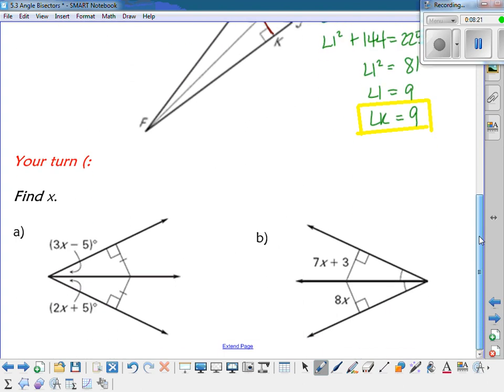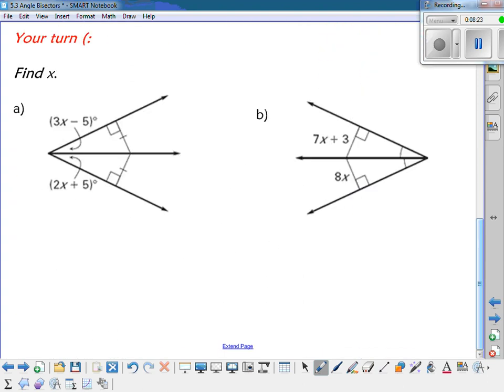So I have a couple of problems here for you to try on your own. Why don't you go ahead and pause the video and find the answers for these two, and when you've done both of them, turn the video back on.